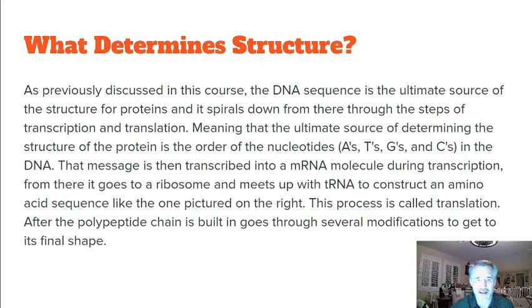The message that is then transcribed into messenger RNA during transcription goes from there to the ribosome, where it meets up with a tRNA to construct the amino acid sequence like the one pictured on the previous page. This process is called translation. After the polypeptide chain is built, it goes through several modifications to get into its final shape.